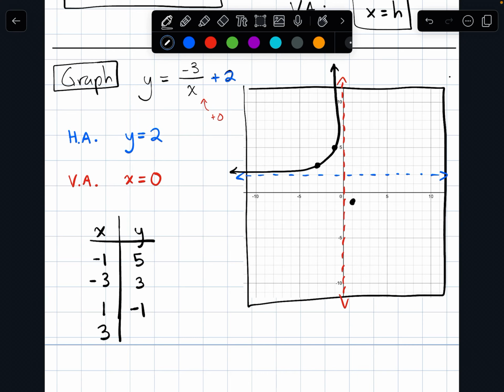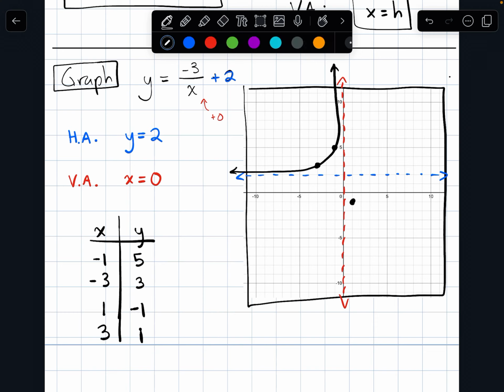I can plug in another number. 3 would be a good number to choose. Again, I want to make this kind of easy to solve, so picking a number like 4 or 5, I have to deal with fractions. So I'm going to pick a number that's easy to me, that makes that reducible. So -3 over 3 plus 2, that's -1 plus 2, which is just +1. So we can go ahead and graph that point as well.